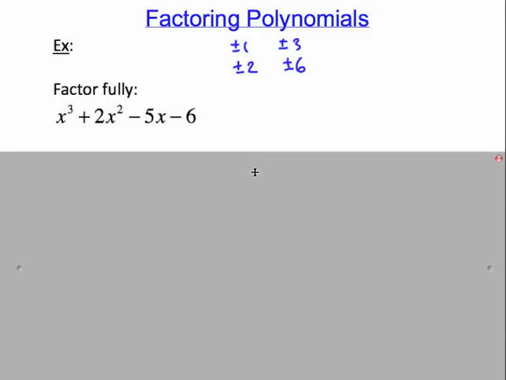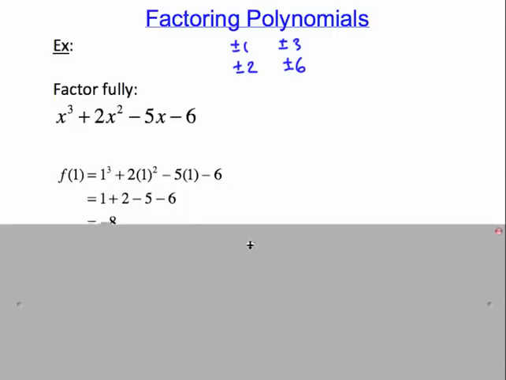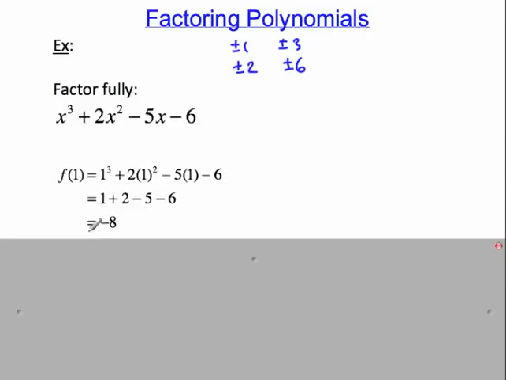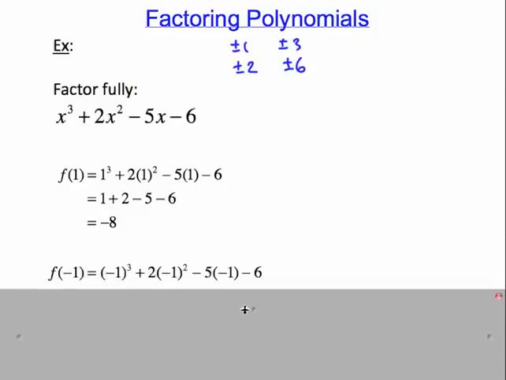So we would start by plugging those values into the function to try and find a binomial factor. Let's start with the easiest ones and do plus and minus 1. Well, I've done those here. When you plug 1 into the function, you get out -8. That means that the remainder when you divide this polynomial by x minus 1 is -8. So x minus 1 is not a factor.